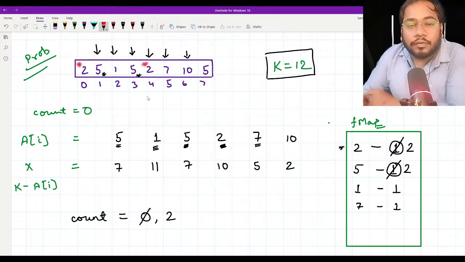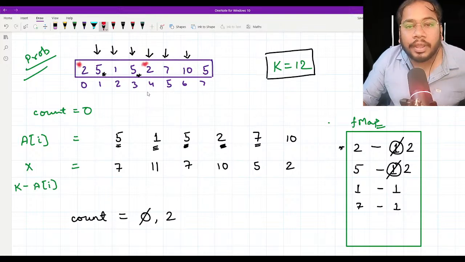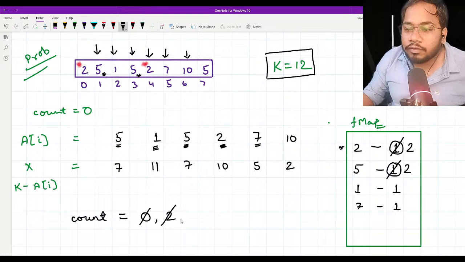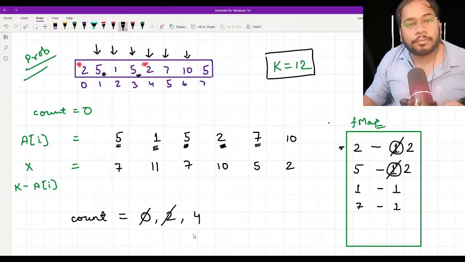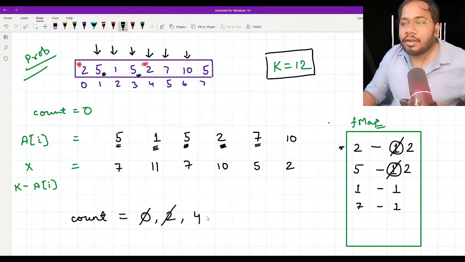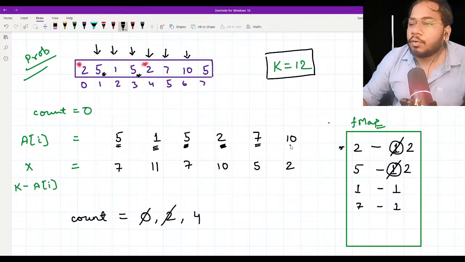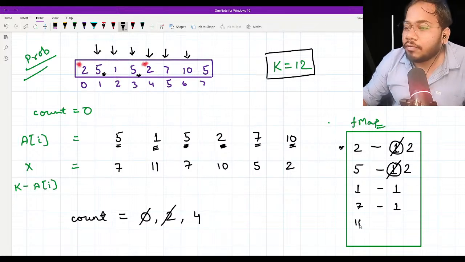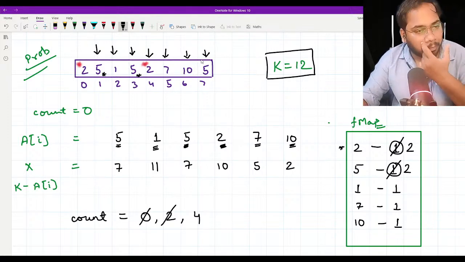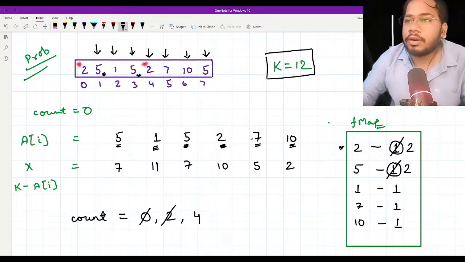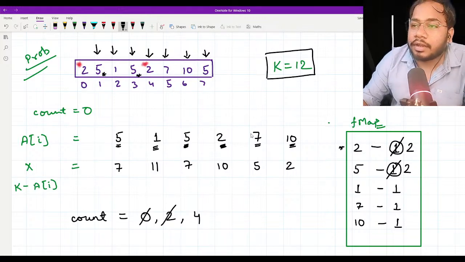That means we again got 2 more pairs. So this 2 will become 4. Okay, understood. So now put this 10 in the frequency map. Done, Akash, done. Again increment the counter. So if we are incrementing the counter, we will have 5 and we need 7.